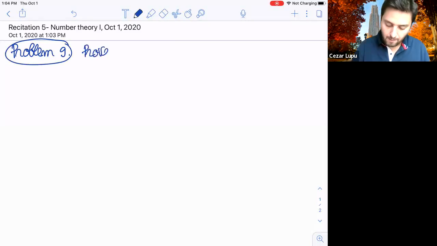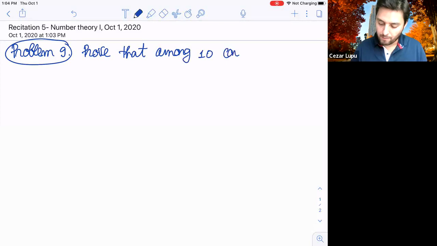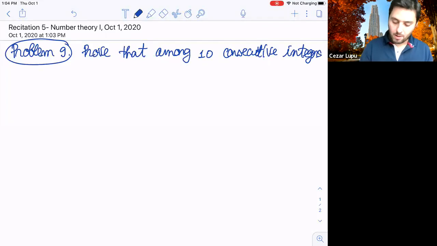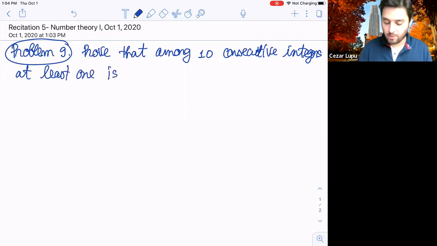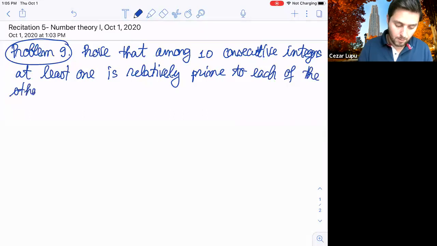It says: prove that among 10 consecutive integers, at least one is relatively prime to each of the others. So this was problem number 9.